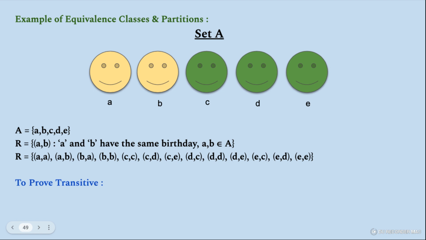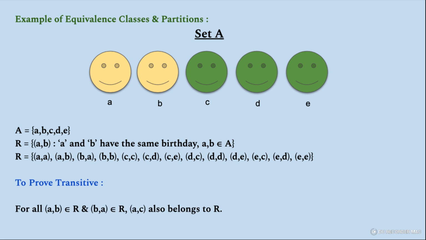Now, the next relation that we need to check is transitive. Now, to prove transitive, what is the condition? For every (A, B) and (B, C) belonging to the relation, (A, C) should also be there in the relation. That is the condition needed for the relation to be proved transitive.